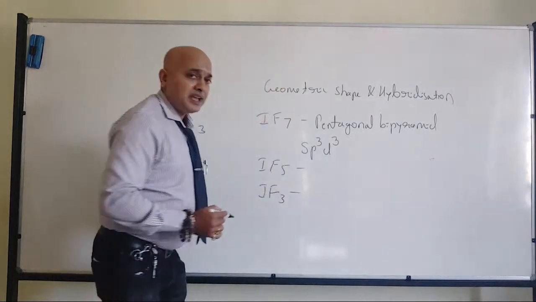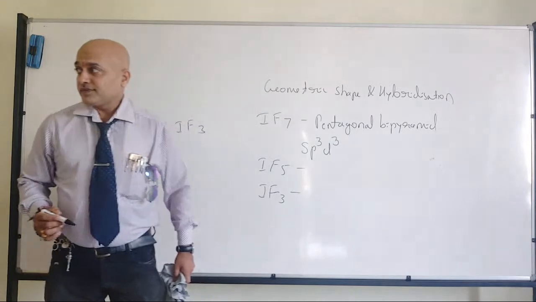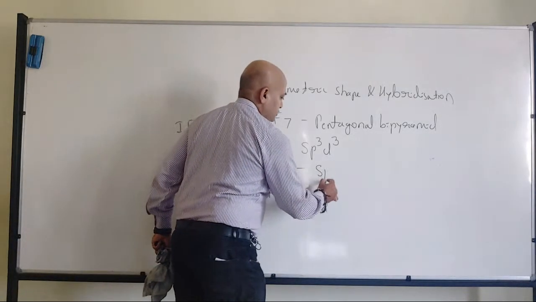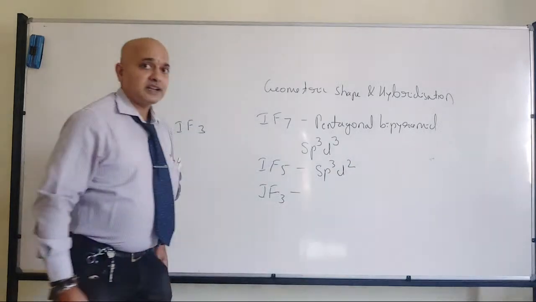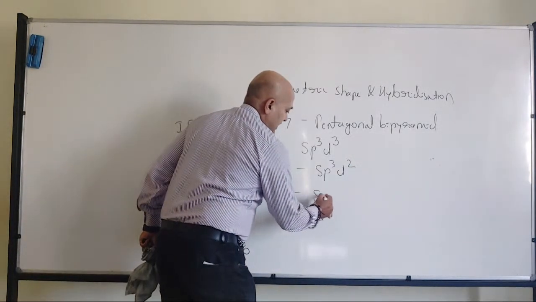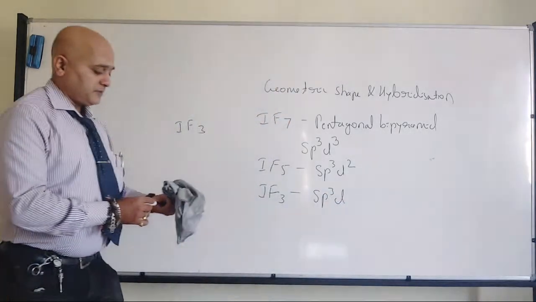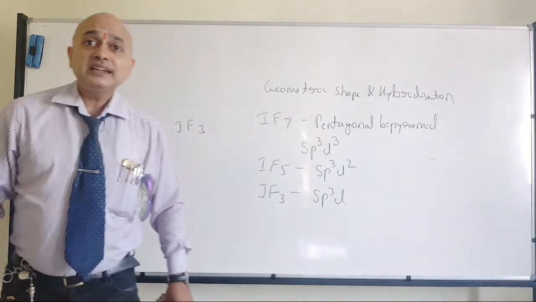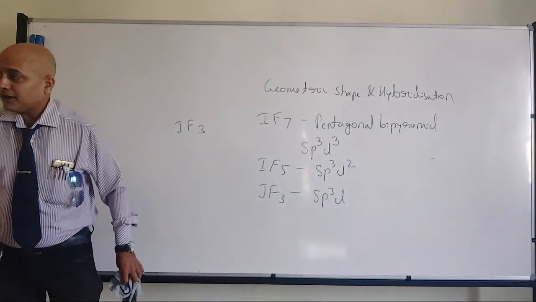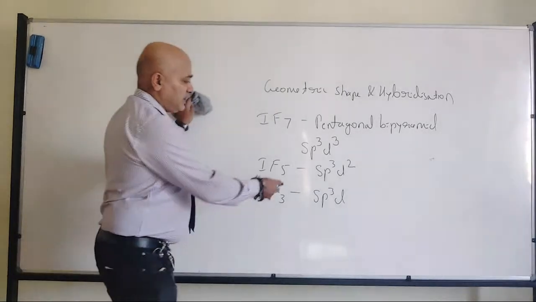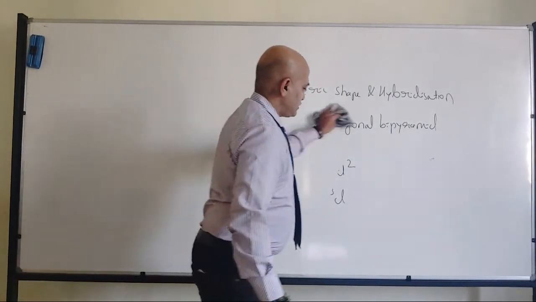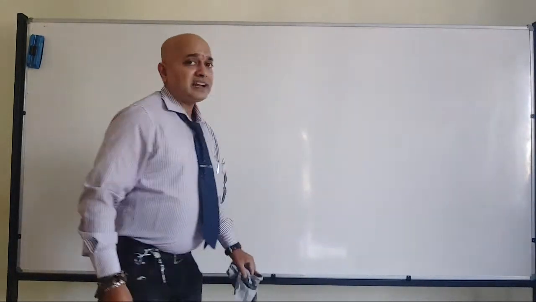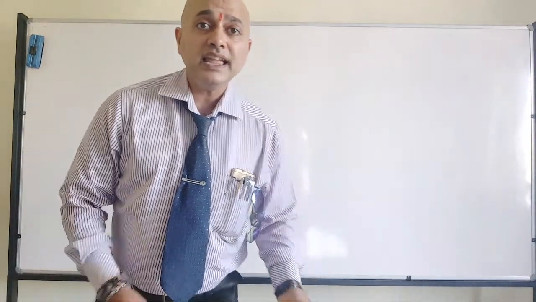So what is the hybridization in IF5? 5 covalent bonds, but 1 lone pair of electrons. Therefore it should be sp3d2. Right? Now when it comes to IF3, it will be sp3d hybridization, because in case of IF3 we have 3 covalent bonds, and how many lone pairs of electrons? 2 lone pairs. That's where we have sp3d hybridization with bent T-shaped structure. Fine. So these are some of the important interhalogen compounds that we discussed in Saturday's class.